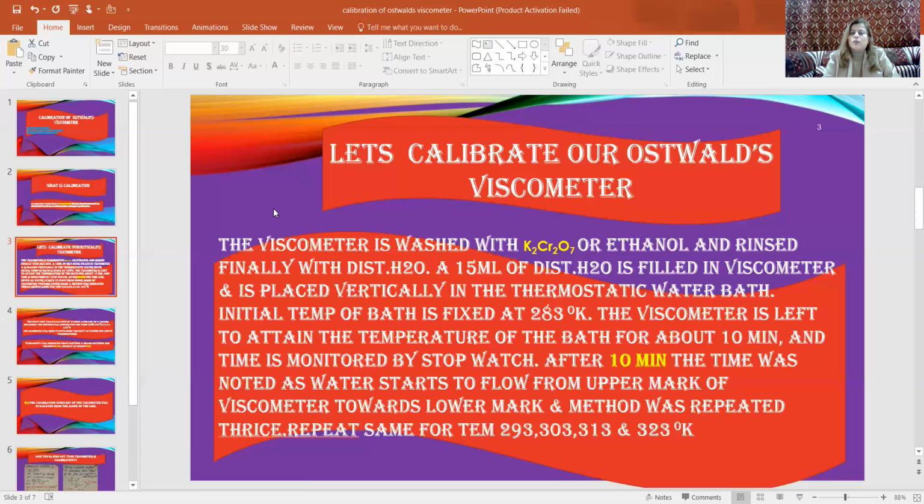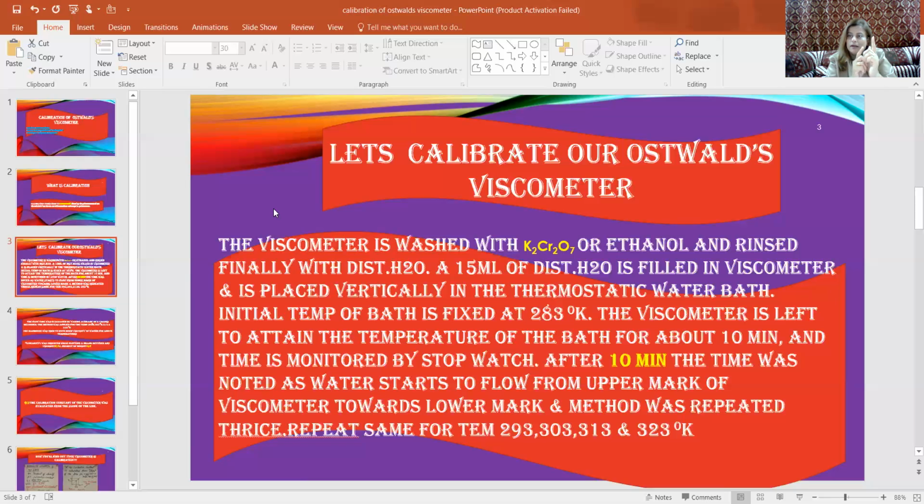Okay, so now 15 ml of distilled water is filled in the viscometer. Now you will measure with the help of a measuring cylinder. You're going to measure 15 ml, and then pour it inside the viscometer, right? And it is placed vertically in the thermostatic water bath. Now it has to be vertical, right? Like this, you are going to hang it inside the water bath.